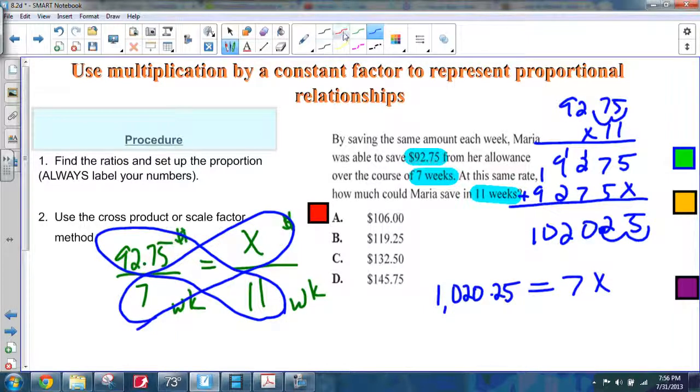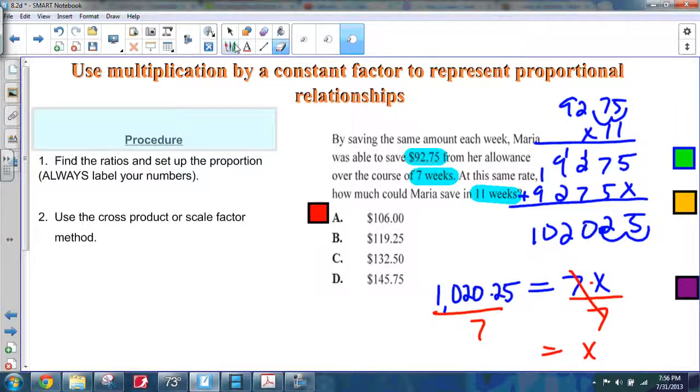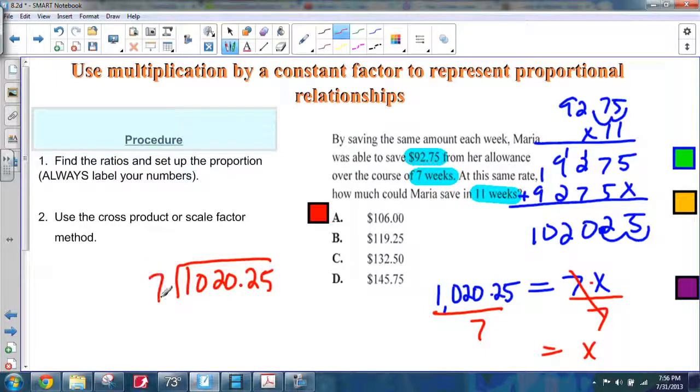So now we need to get x by itself. Divide by 7 on both sides. So this will cancel out, and x will equal 1,020 and 25 hundredths divided by 7. So let's work that out here. 7 can't go into 1, so put an x on top. 7 goes into 10 one time, with a remainder of 3. Let's drop down the 2.